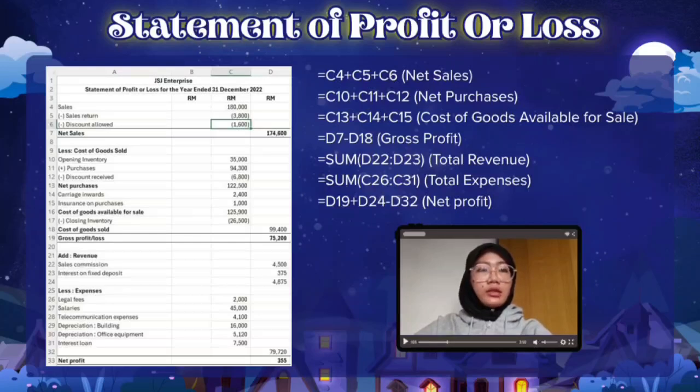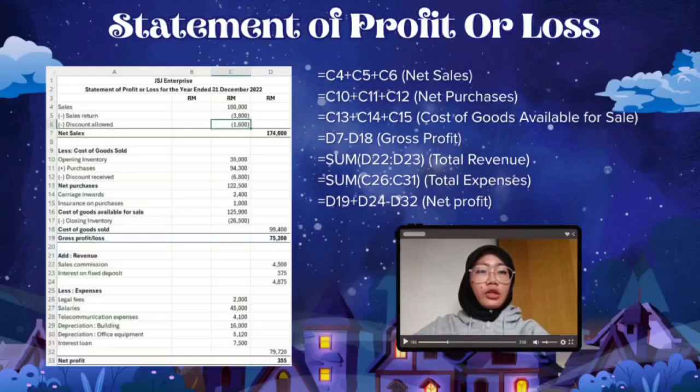In this case, I use equal SUM of D22 and D23 for the total revenue and equal SUM of C26 and C21 for total expenses and equal D19 plus D24 minus D32 for the net profit.